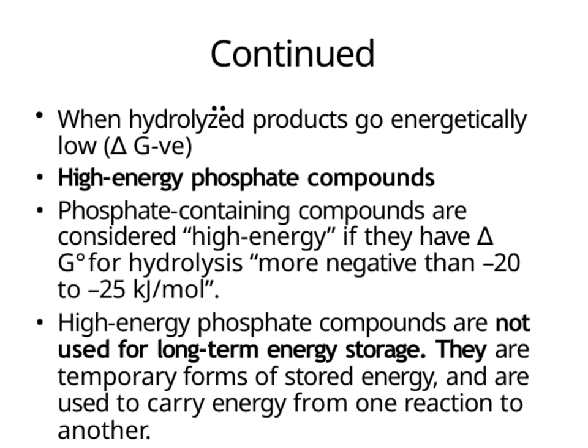Now, let's talk about high-energy phosphate compounds. These are molecules that contain phosphate groups and are considered high energy if their standard free energy change for hydrolysis is more negative than about 20 to 25 kilojoules per mole. This negative value indicates that breaking these bonds releases a significant amount of energy that can be harnessed by the cell. It's important to note, though, that these high-energy phosphate compounds are not meant for long-term energy storage.